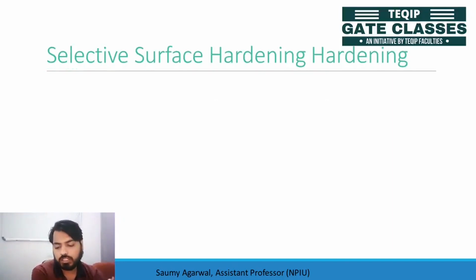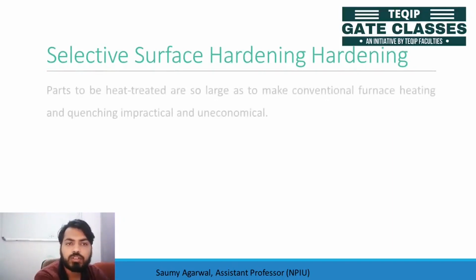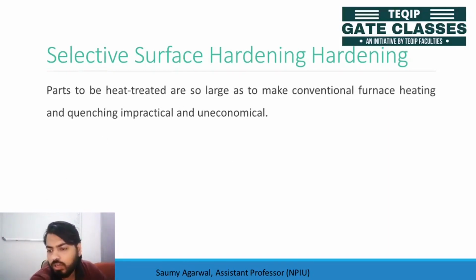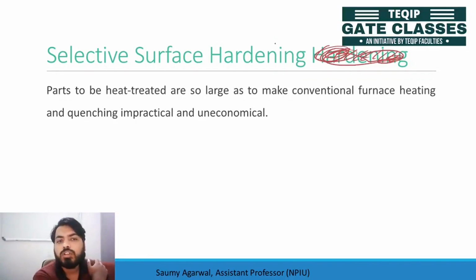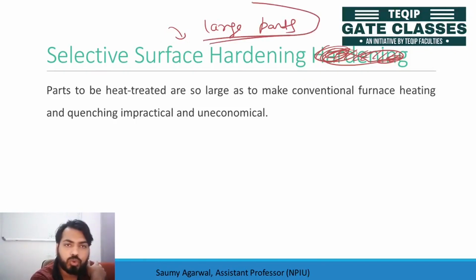so next is the selective surface hardening process. I have written hardening two times. This kind of hardening process is done for very large parts. You do not have to quench the part completely. You have to quench only some small portion of that steel part.